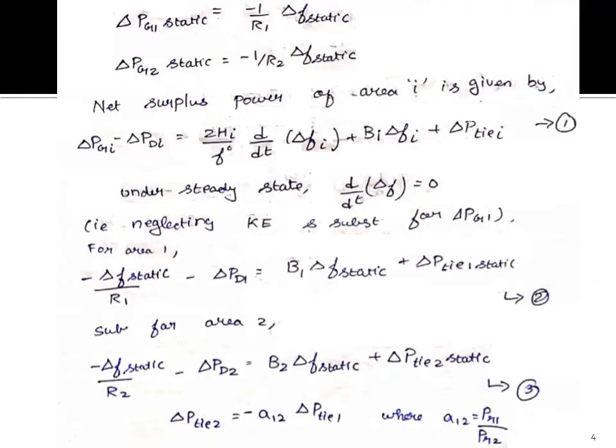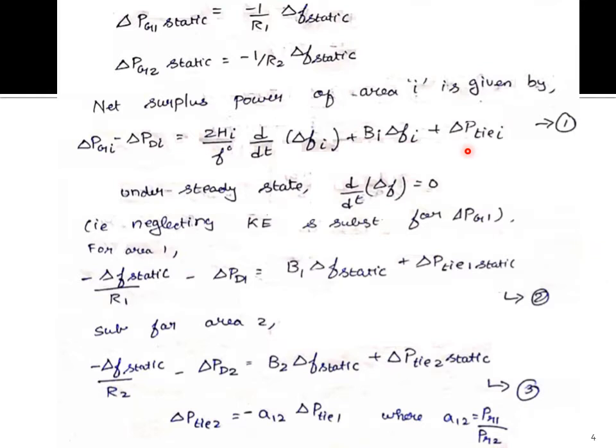While deriving the block diagram of the single area system, we have seen the static steady state response for the uncontrolled case. From that we have obtained del Pg1 static is equal to minus 1 by R1 into del F static. Similarly for area 2, del Pg2 is given like this. Now the net surplus power is given by the equation del Pgi minus del Pd. So the difference in generation and demand will be equal to the stored kinetic energy of the generator rotor, plus the change in load due to the change in frequency, plus the incremental change due to the tie line power.